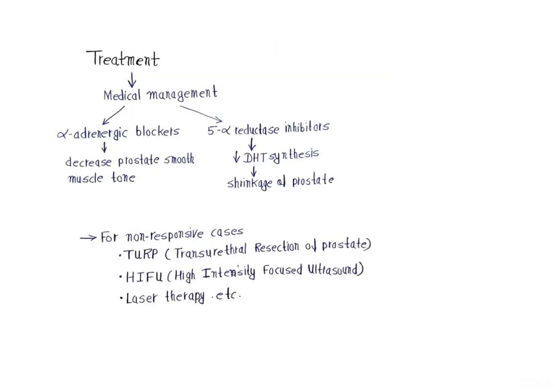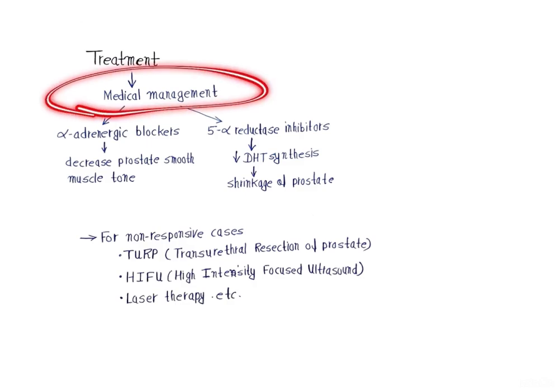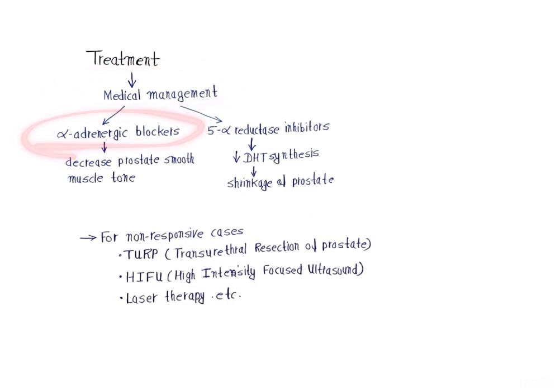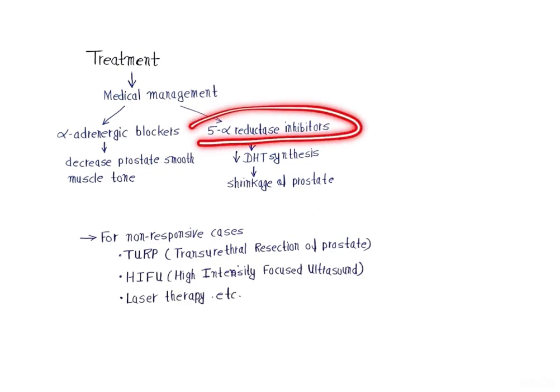Now coming to the treatment part. Mild and symptomatic cases of BPH are managed medically with the help of alpha-adrenergic blockers and 5-alpha reductase inhibitors. Alpha-adrenergic blockers include drugs like tamsulosin and silodosin, which basically decrease the tone of prostatic smooth muscles, leading to easy passage of urine. And the 5-alpha reductase inhibitors like finasteride and dutasteride basically reduce the synthesis of dihydrotestosterone, leading to shrinkage of the prostate.